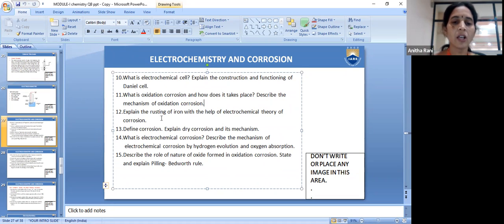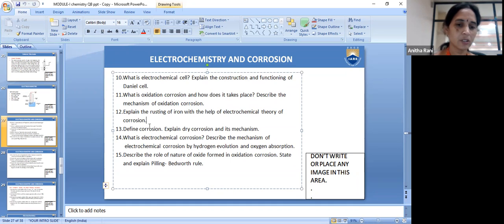Next, 12th question: explain the rusting of iron with the help of the electrochemical theory of corrosion. So you have to explain electrochemical corrosion here. How many types are there? Wet corrosion, two types: hydrogen evolution type corrosion and absorption of oxygen type corrosion. You have to explain with the diagram here, and you have to write the reactions also.